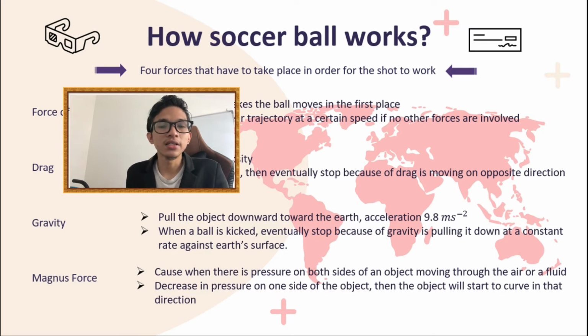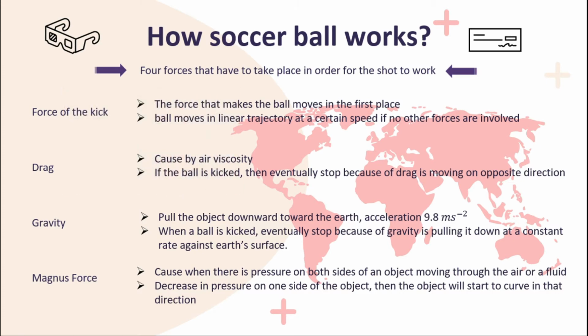And the last one is the Magnus force, where there is a pressure difference on both sides of an object moving through the air or a fluid. With a decrease in pressure on one side of the object, the object will start to curve in that direction.